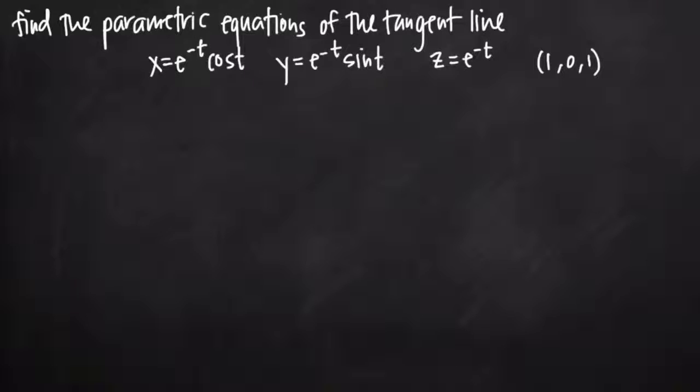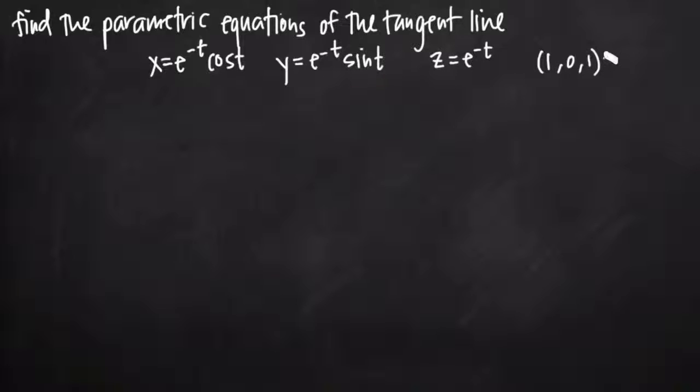Today we're going to be talking about how to find the parametric equations of the tangent line. In this particular problem, we've been given three parametric equations that define our function: x equals e to the negative t times cosine of t, y equals e to the negative t times sine of t, and z equals e to the negative t.